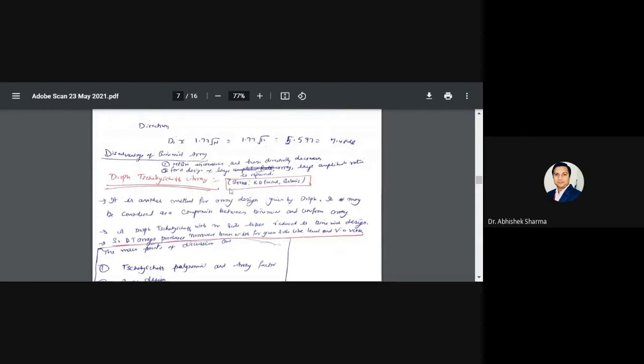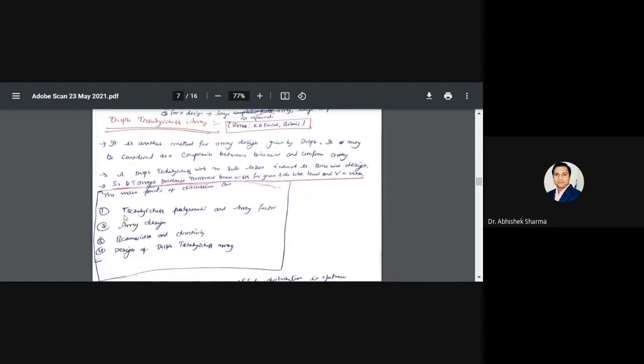So Dolf-Chebyshev array covers, the first part is to find out the Chebyshev polynomial and array factor. The second part is to design the array. After designing the array, we will calculate beamwidth and directivity. Finally, design of Dolf-Chebyshev array means to find out these A1, A2 up to AN. So there is a step-by-step procedure for Dolf-Chebyshev array. Let me explain that.